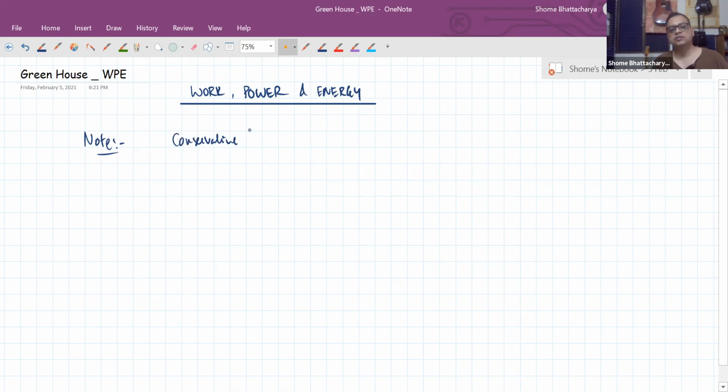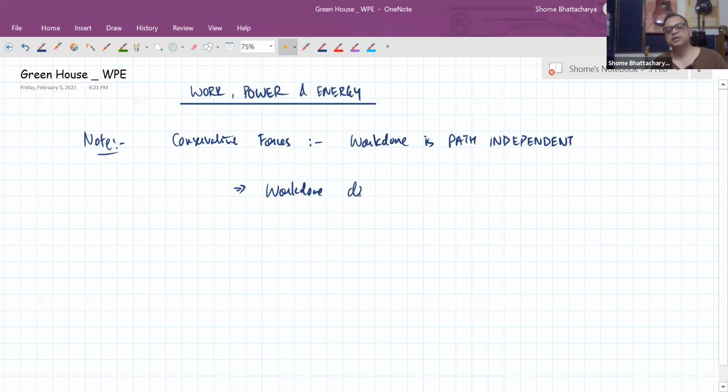Conservative forces are such that work done is path independent. This we've already seen, that is the definition. That basically implies that the work done depends only on the final and initial position.